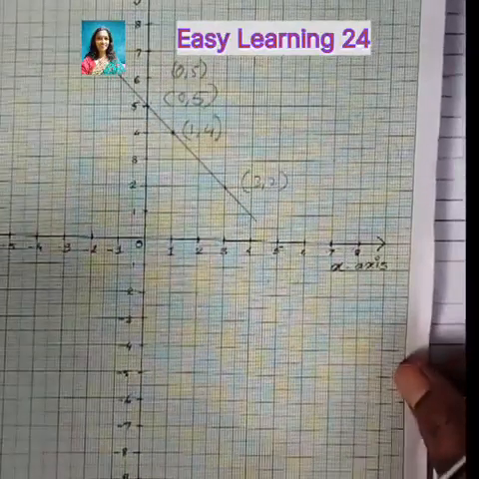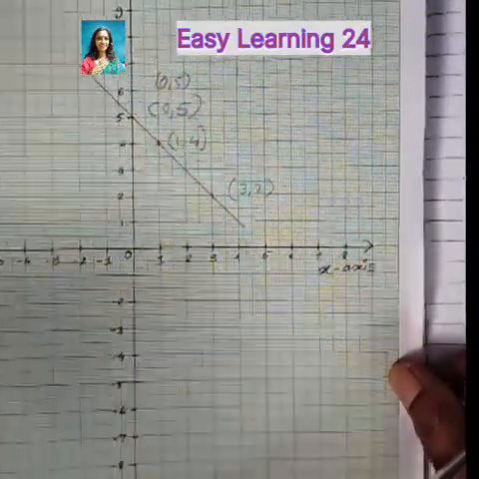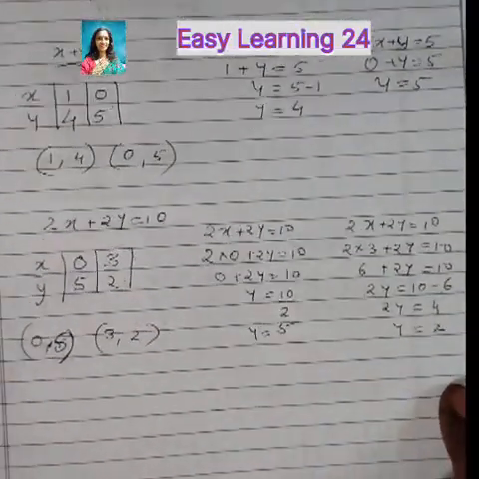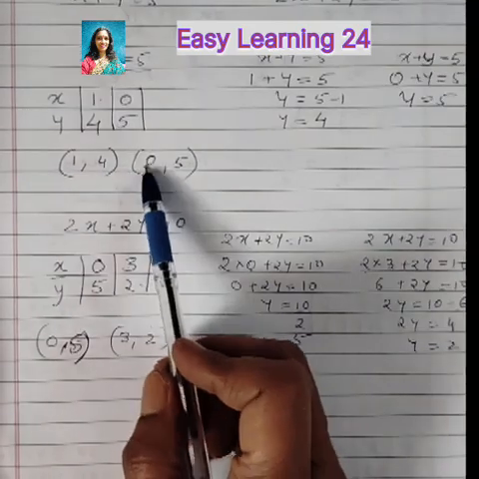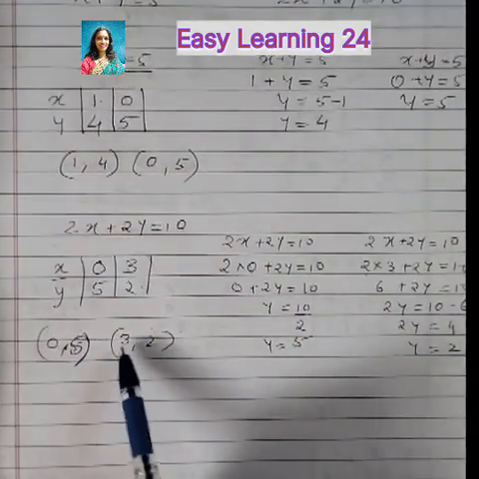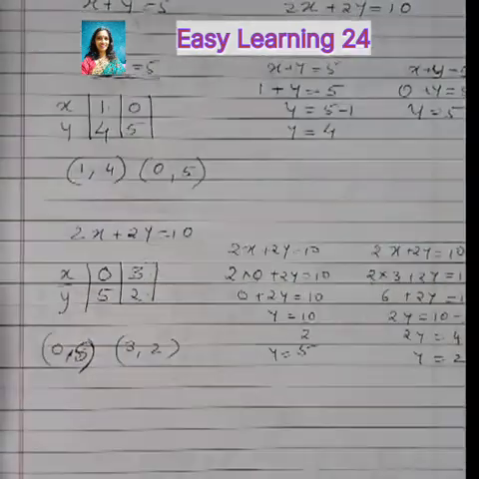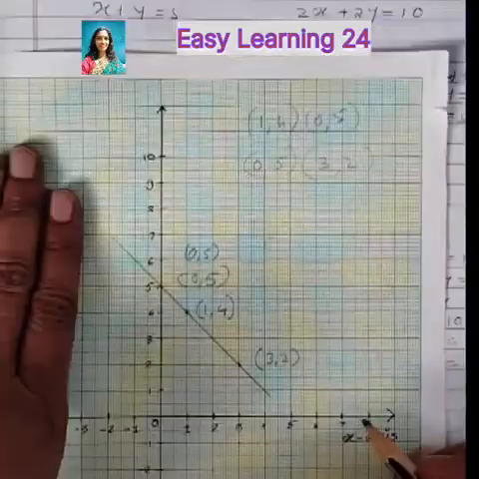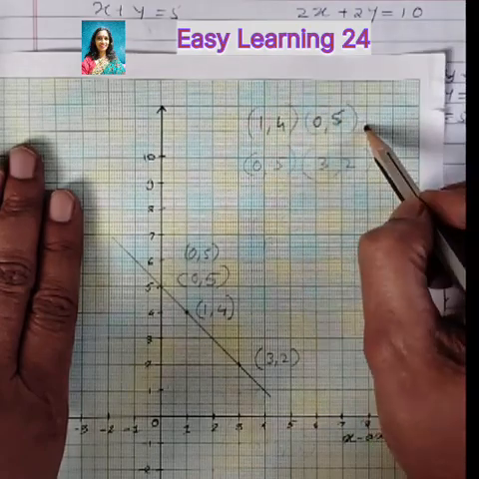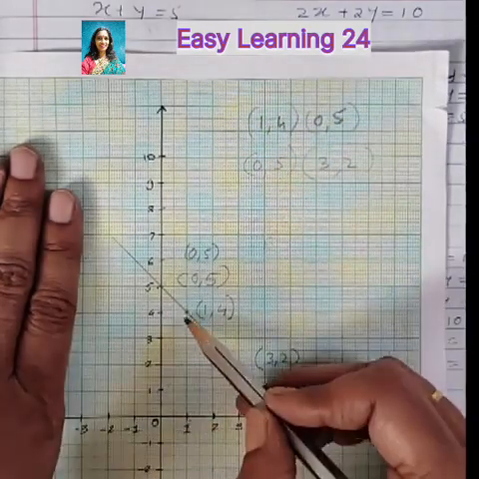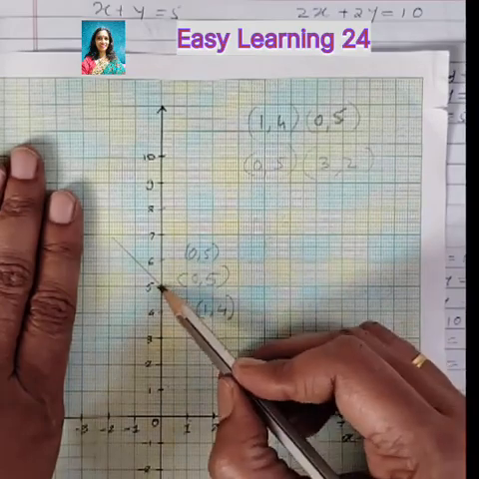As we know, we have got the 4 points of the two lines. Here we have these 4 points. For the first line, 1 and 4, 0 and 5. For the second line, 0 and 5, 3 and 2. These are the 2 points of this line, and these are the 2 points of this line. Now we are going to see it on the graph. The points 1, 4 and 0, 5 are of the first line. So 1 and 4 is this point, and 0 and 5 is the another point.